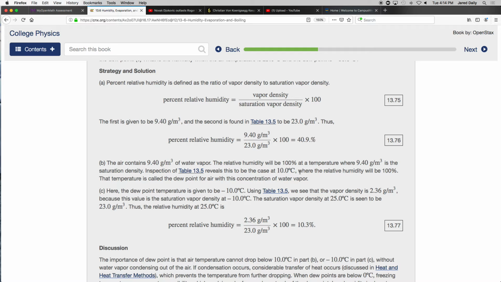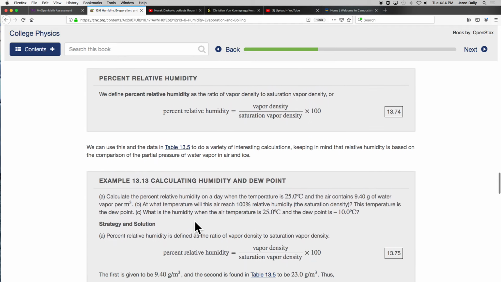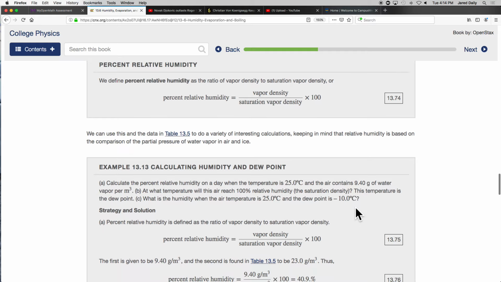So in the table it says that at 10 degrees we'll hit 100% for 9.4, right? So that's the dew point for part B. And then the dew point temperature is given to be negative 10 for part C, which is what's the humidity when the air temperature is 25 degrees and the dew point is negative 10 degrees Celsius. So for this one you have to look at the chart again.